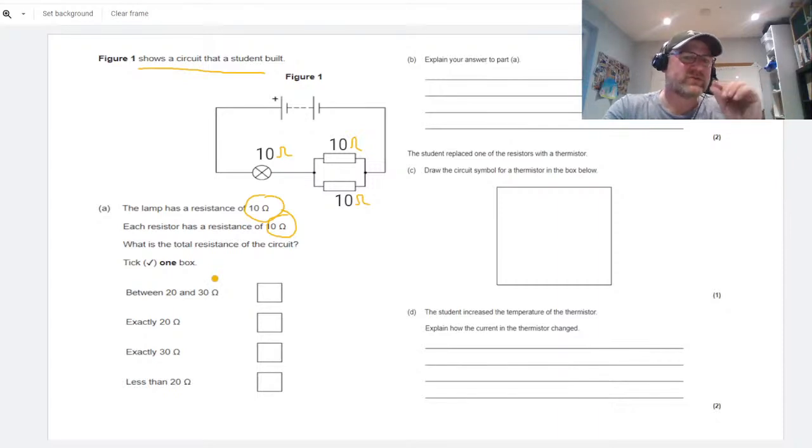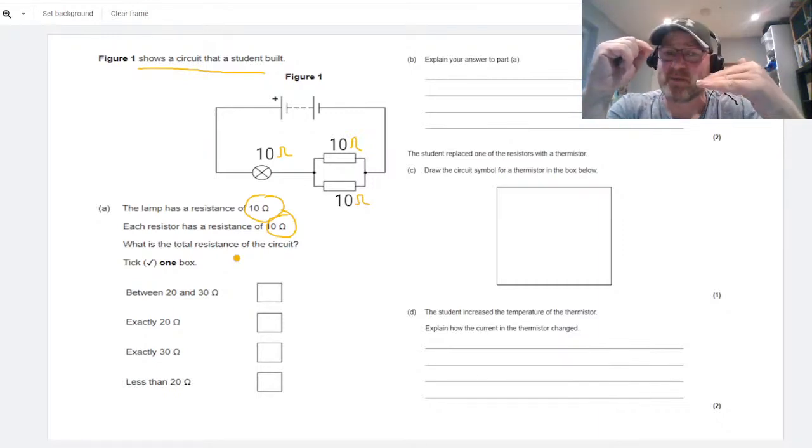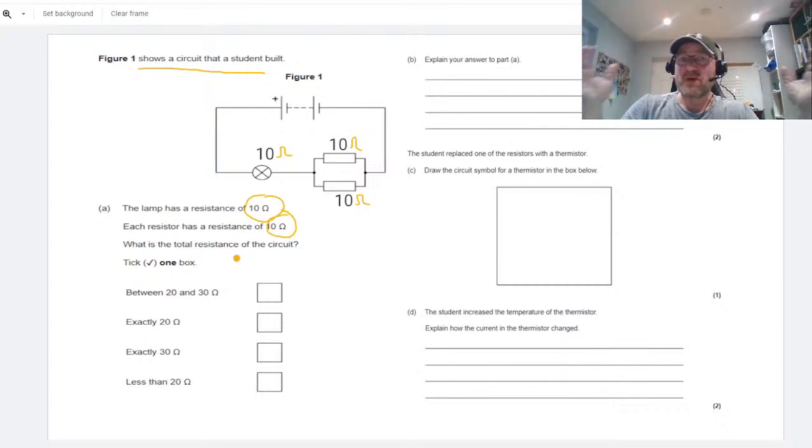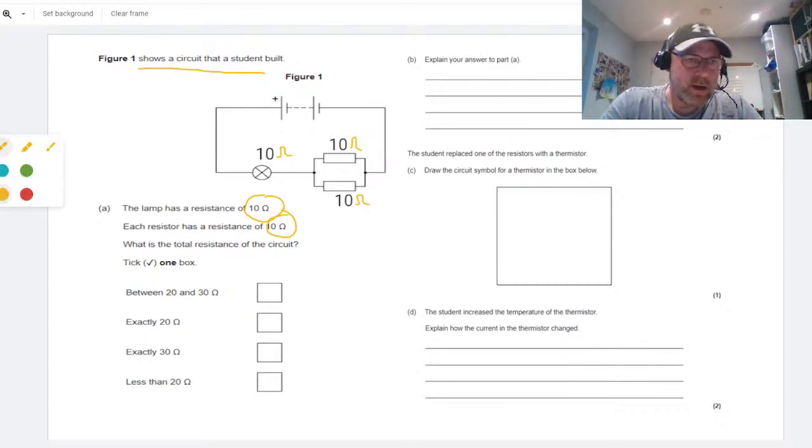It says, what is the total resistance of this circuit? What do you reckon? Now, this is a weird one because we've got a parallel part to the circuit and a series part. So in series, you add them together to get the total resistance. When it's parallel, it's lower than the lowest resistor in that part. So what do you think the total resistance is of this circuit? Is it between 20 and 30, exactly 20, exactly 30, or less than 20? Let me give you a few seconds to think about that.